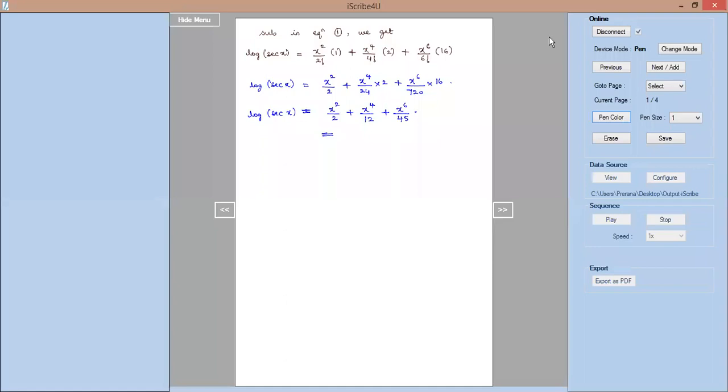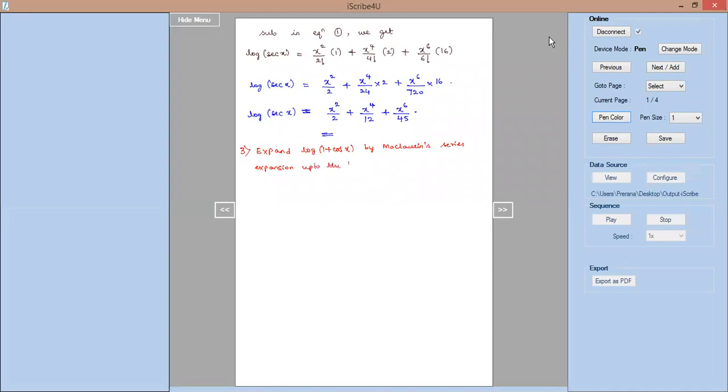We'll take up the third question. Expand log of 1 plus cos x by Maclaurin's series expansion, using Maclaurin series expansion up to the term containing x power 4.